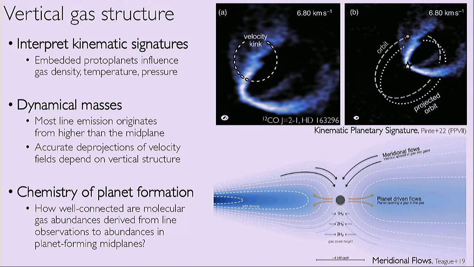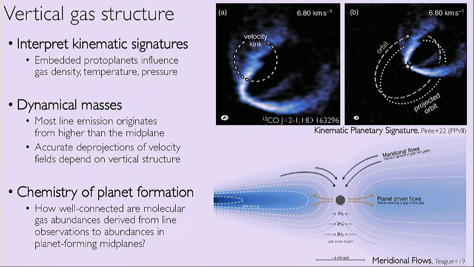It also matters quite a lot for inferring accurate dynamical masses. We can use the rotation of the gas around these disks to infer the stellar host mass, and in some cases, the disk mass itself. But if we don't know where the line emission is coming from, we're going to get our deprojections wrong. We're going to fit an incorrect velocity field because we deprojected it incorrectly, because we didn't know where the line emission is coming from. And so we need to know that to actually get the most accurate masses from these systems.